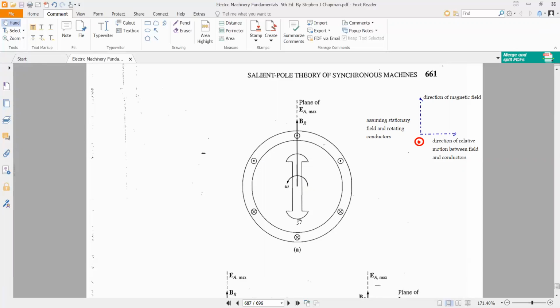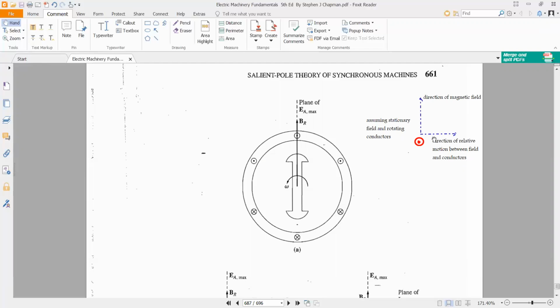First of all, we will try to fit the condition according to the definition we are familiar with. We are familiar with the definition of voltage induction, that when a conductor is moved in a magnetic field, voltage will be induced in the conductor. Now here we can see that the conductors are stationary and the field is rotating in counterclockwise direction. So it is similar to the situation that if the field is stationary and the conductors are rotating in clockwise direction. So the direction of relative motion between the field and the conductors is basically in clockwise direction.